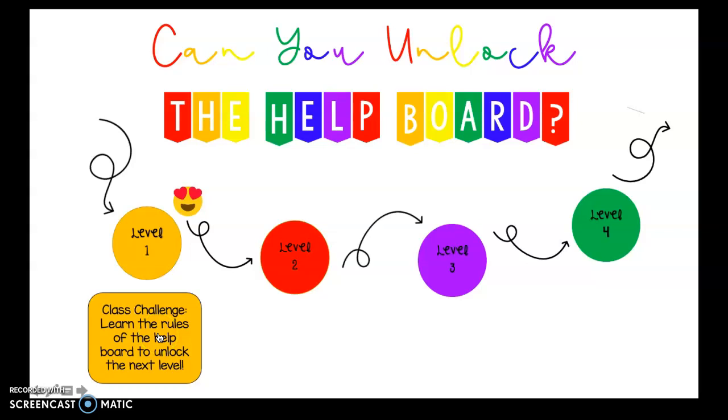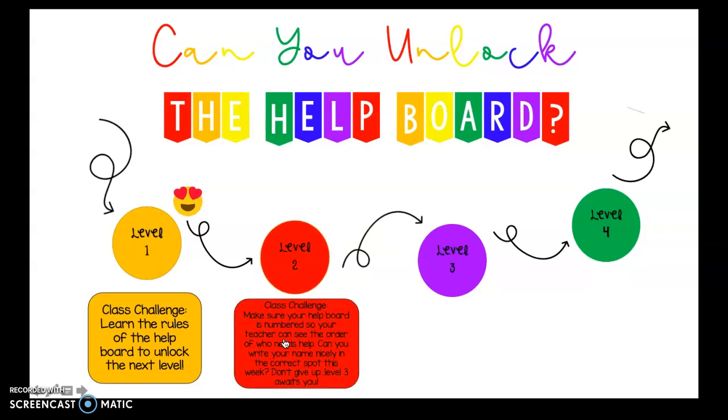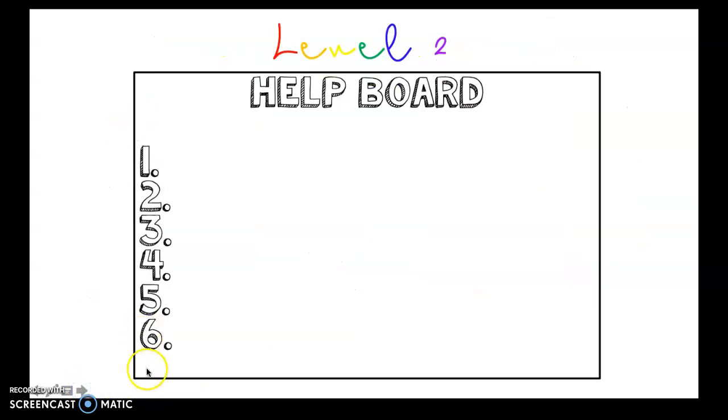When you feel like the class understands the rules, you can move on to the next level, which is level 2. Level 2 is a challenge about making sure your help board is numbered so that your teacher can see the order of who needs help. Can you write your name nicely in the correct spot this week? Don't give up. Level 3 awaits you. In my kindergarten classroom, I would probably spend a week making sure that they understand the number order I have. I have 6 spots on my help board, and I want to make sure no one's erasing names or cutting in front of someone or putting their name not on a number. But you can make it work for however you want for your room.